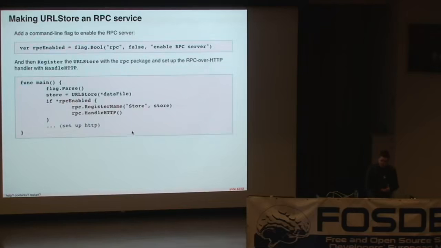But to actually serve our URL store over the network, I'll add this command line flag, RPC enabled, and it's called rpc, and it's a Boolean value. So if I call my goto with -rpc, it will serve its get and put methods over RPC over HTTP. And the way we do that is if the RPC enabled flag is set, I call rpc.RegisterName to register store under the name store, and then I call HandleHTTP, and that will hook the RPC engine into the HTTP package. And later on, when I set up my HTTP server, it will also transparently serve RPC through it using a little bit of magic, but not much.